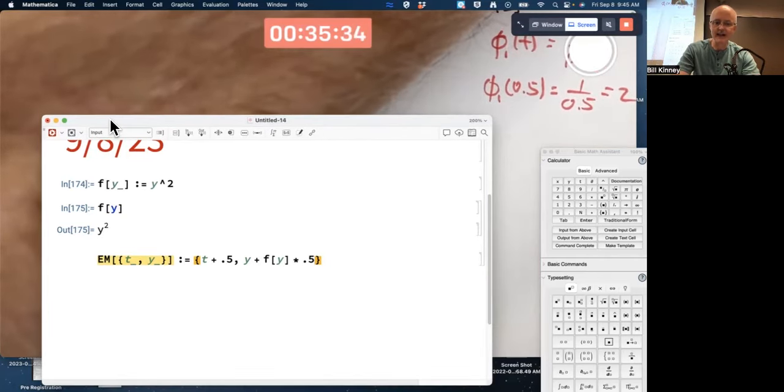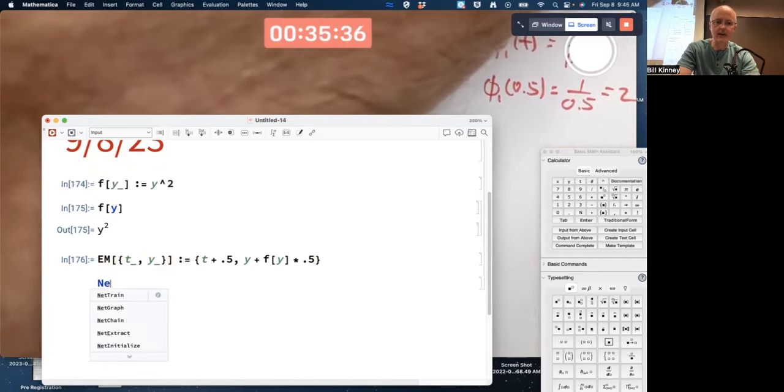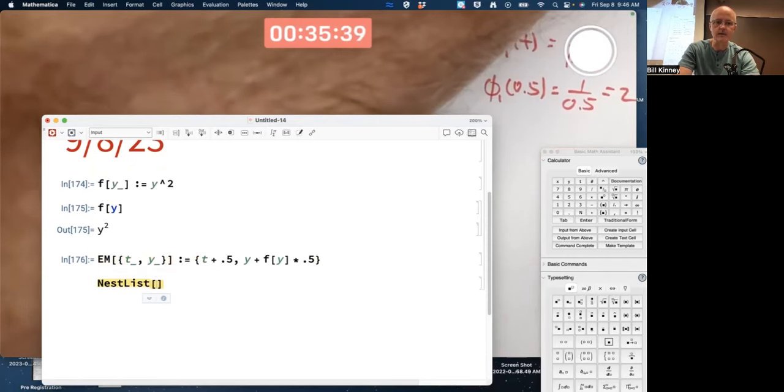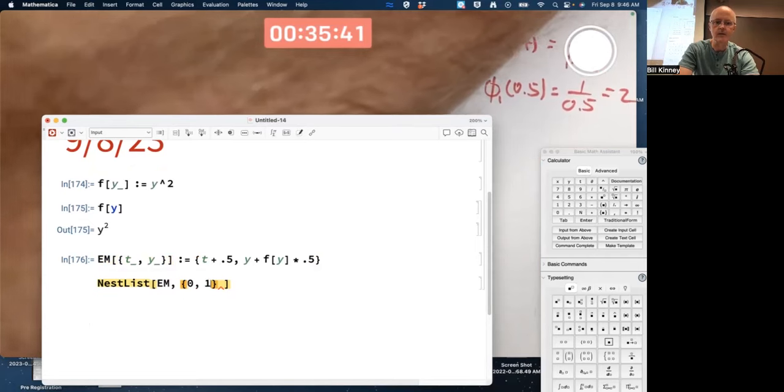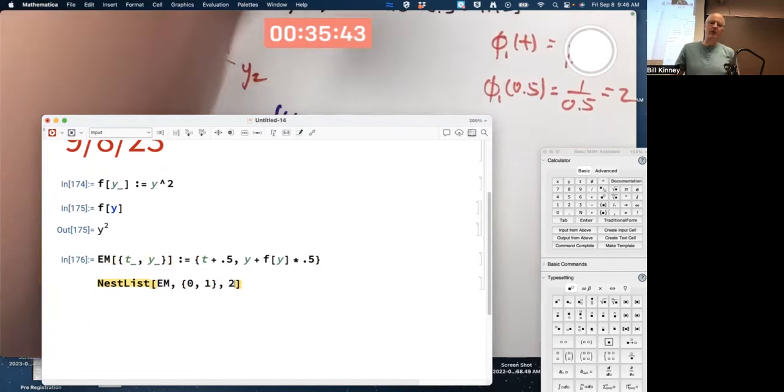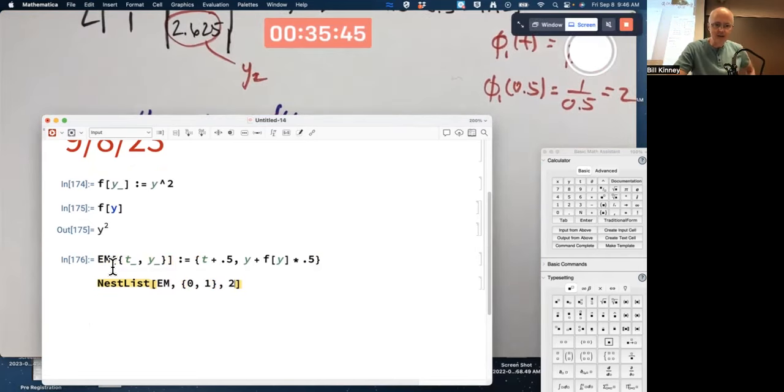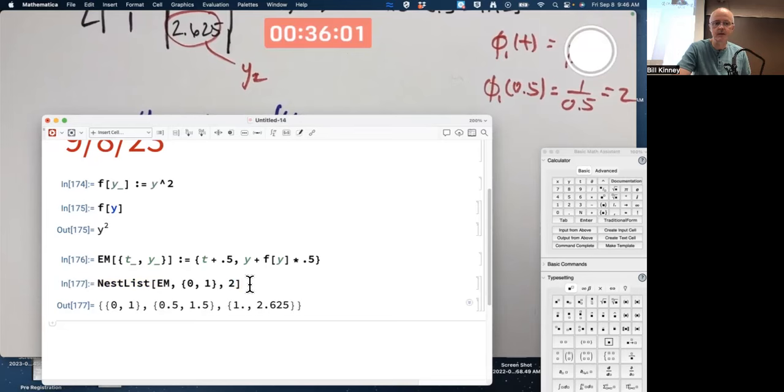This function then gets entered and then iterated with NestList, and this is the way you do it. The function name is EM, standing for Euler method. That's what goes here. You don't need the inputs for the function, just the function name. Here's the initial condition, 0, 1, and here's the number of steps. And lo and behold, I get the 2.625 that I got by hand after 2 steps.